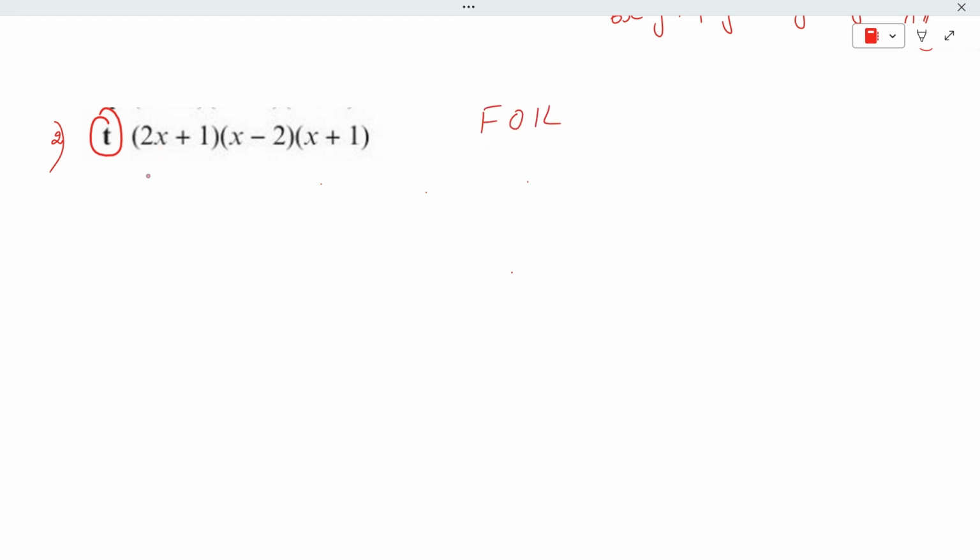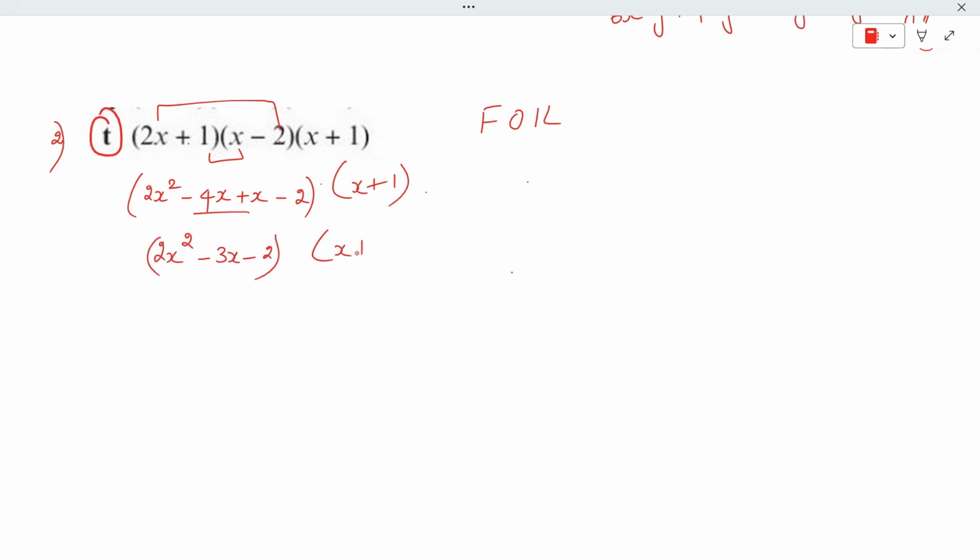FOIL. So first term with the first term, 2x times x is 2x square, and the outer terms. So 2x times minus 2 is minus 4x. Then the inner term plus x, and then the last term. So plus 1 times minus 2 is minus 2. And write the third expression as it is. So now combine the like terms together. So it will become 2x square minus 3x minus 2, times x plus 1.